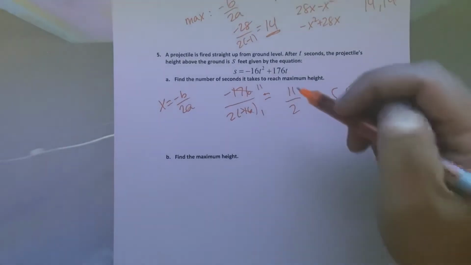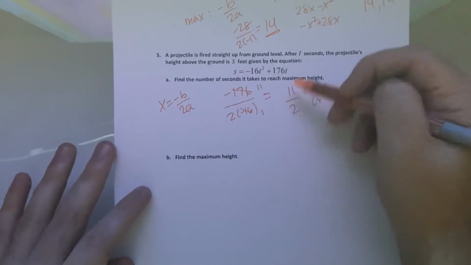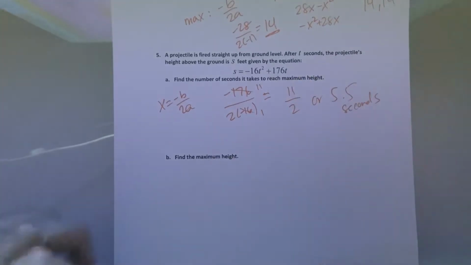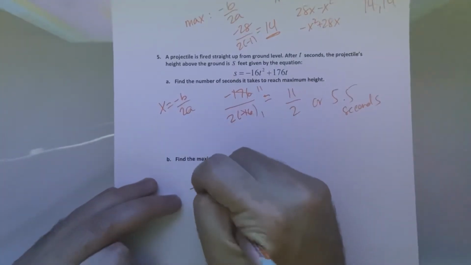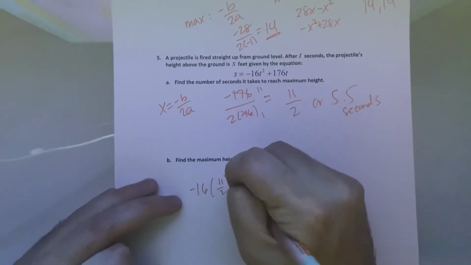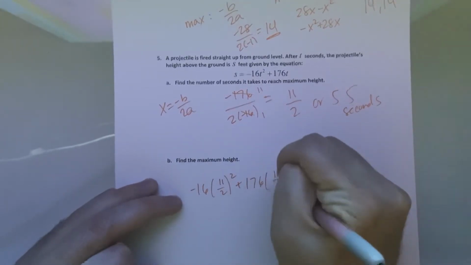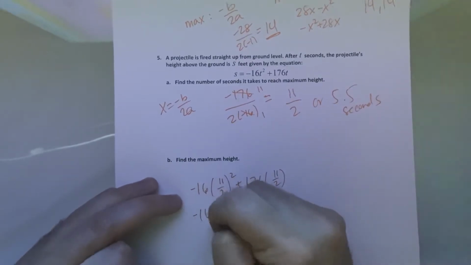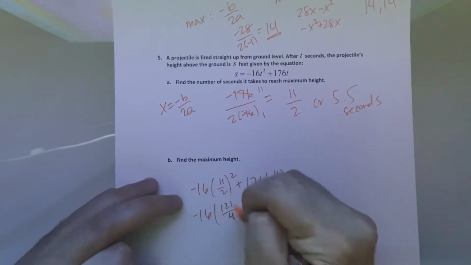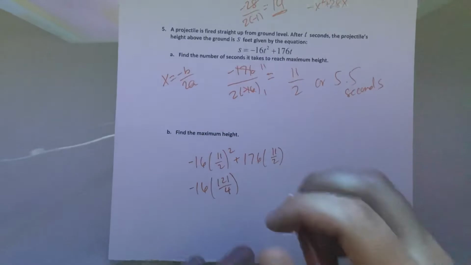Find the maximum height. This is the y value. Again, you don't need to use that formula from the last video. You just need to plug this in. Negative 16 times (11 halves) squared plus 176 times 11 halves. This is 121 over 4. To square a fraction, you square the numerator and square the denominator.